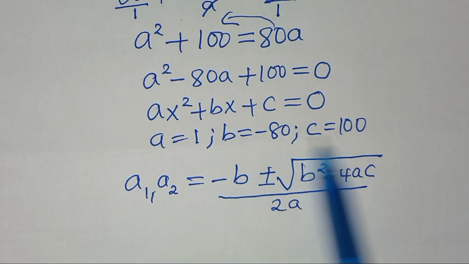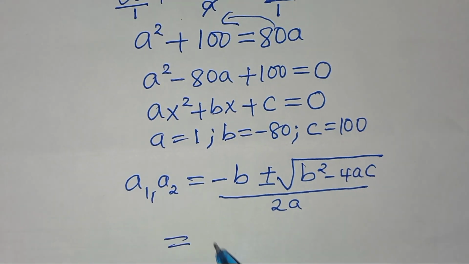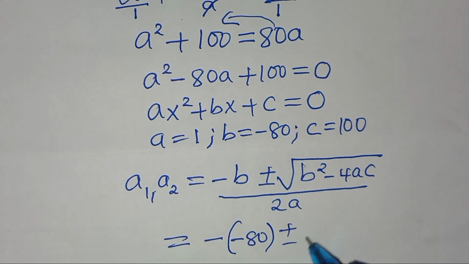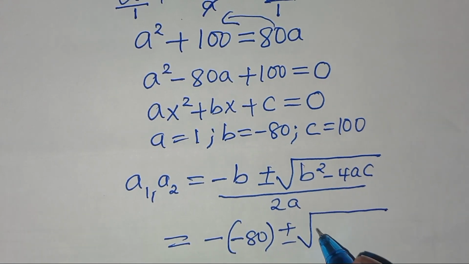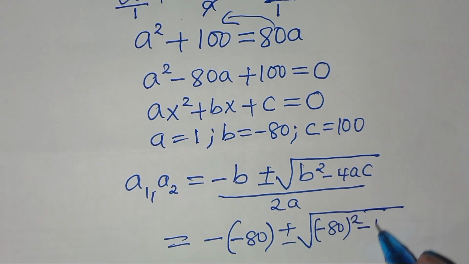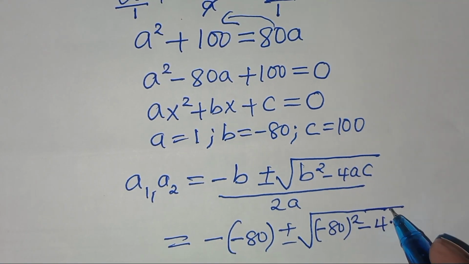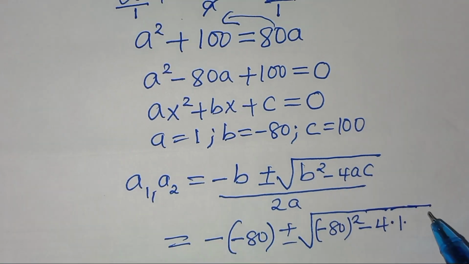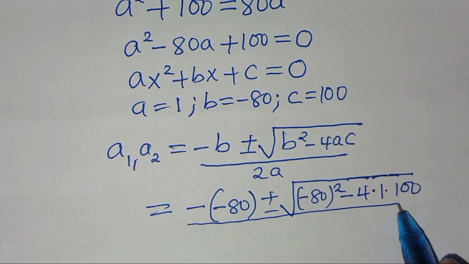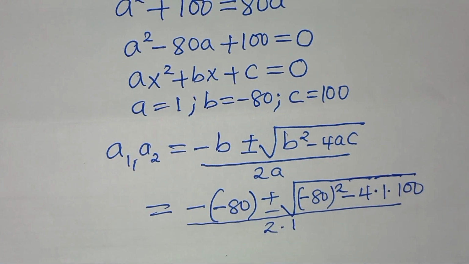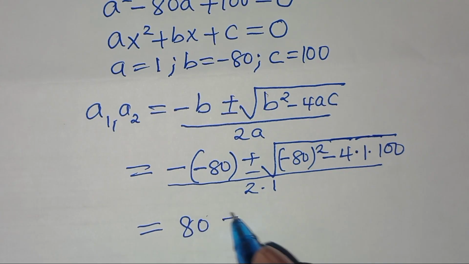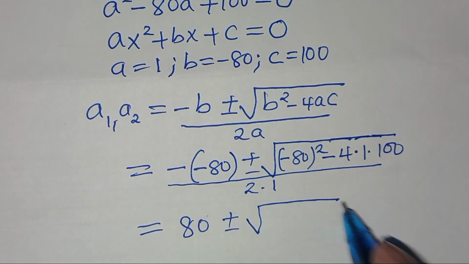Substituting the values of a, b, and c, here we have minus (-80) plus or minus the square root of negative 80 squared, subtract 4 times a, which is 1, times c, which is actually equal to 100. All this divided by 2 times 1.